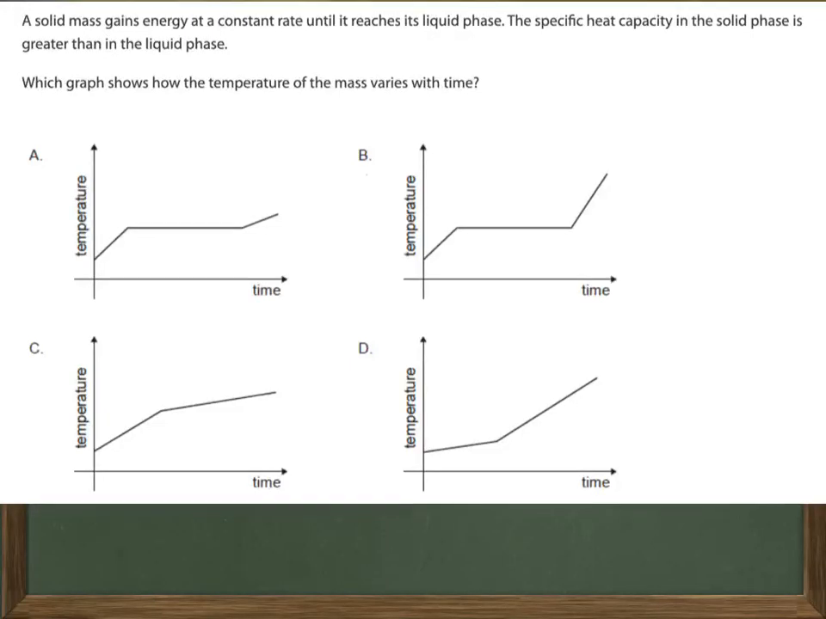Okay, so here this question says we have a solid mass gaining energy at a constant rate. So these are all clues in the question. Until it reaches its liquid phase. Okay, so it's going to change state. And it says the specific heat capacity, that's C from my formula, in the solid phase is greater than in the liquid phase. So CS is greater than CL.